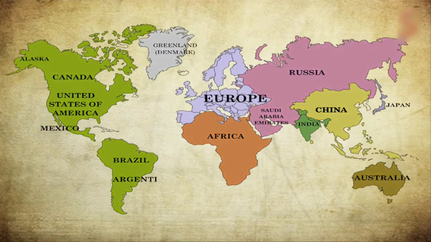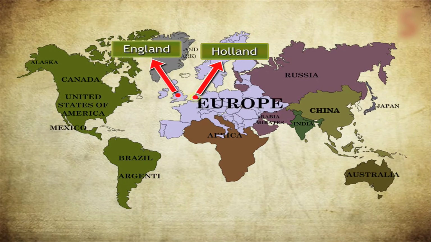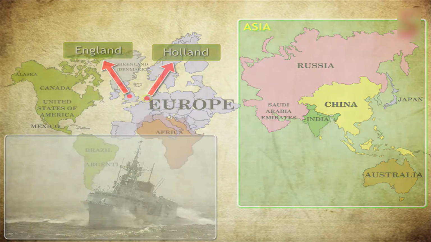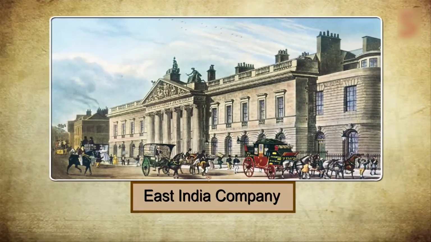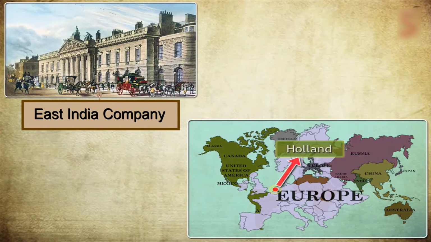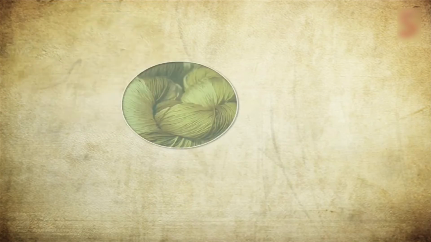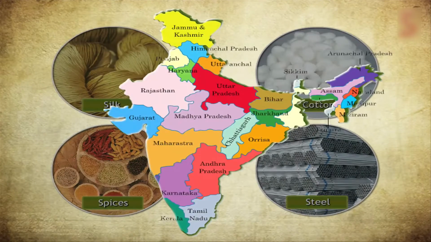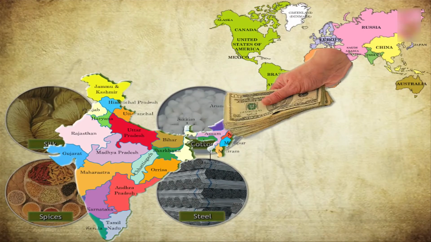Soon, other European powers like Holland and England also started reaching Asia for trade. They set up their own East India companies in 1600 to 1602 for trading purposes. The East India company of Holland was also known as the Dutch East India Company. They bought silk, cotton, spices and steel from India and sold them at higher prices back in their native countries.